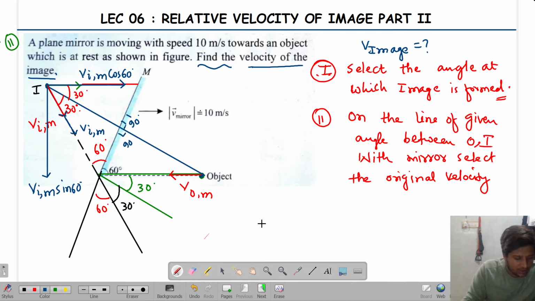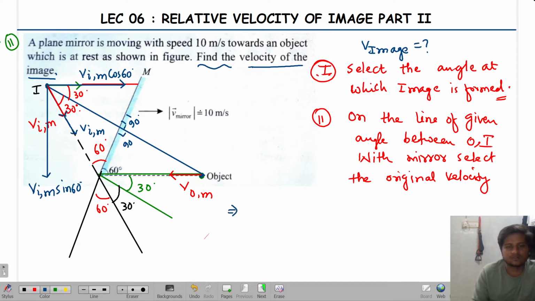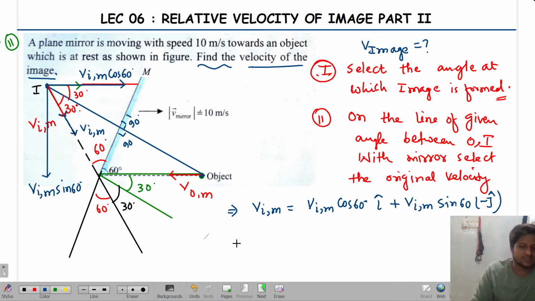Now, when you are perfectly able to write these, you can write over here. So what will be the equation of velocity of image with respect to mirror? It is equal to velocity of image with respect to mirror into cos 60 degree i cap plus velocity of image with respect to mirror sin 60 minus of j cap. This is the velocity of image with respect to mirror equation. Understood or not? Tell me.